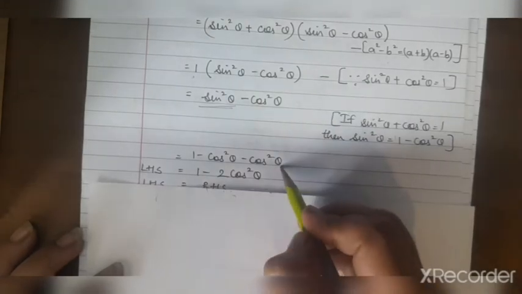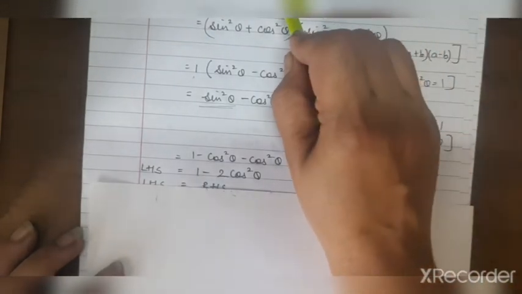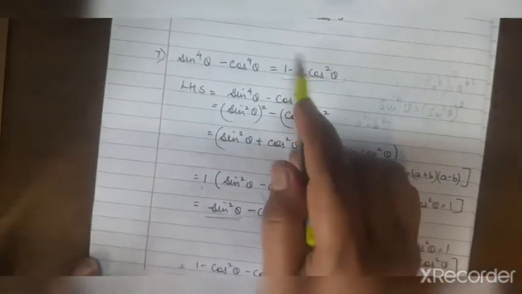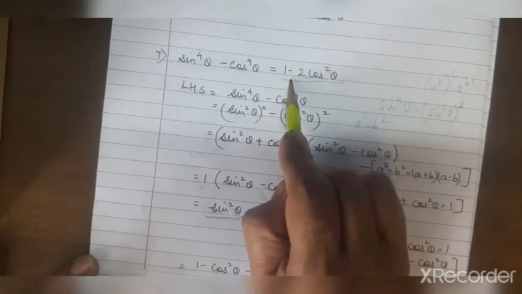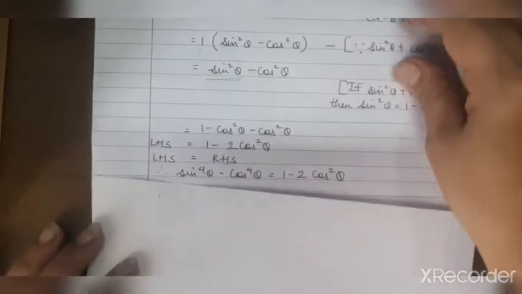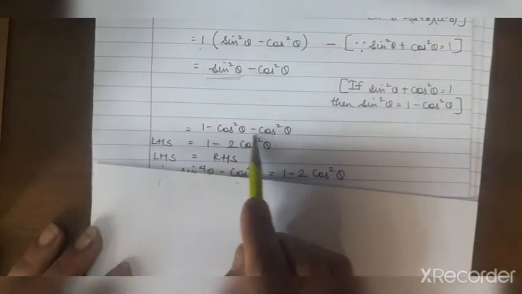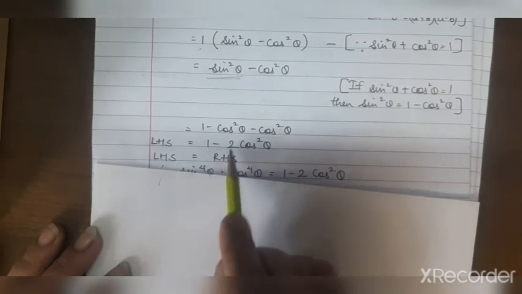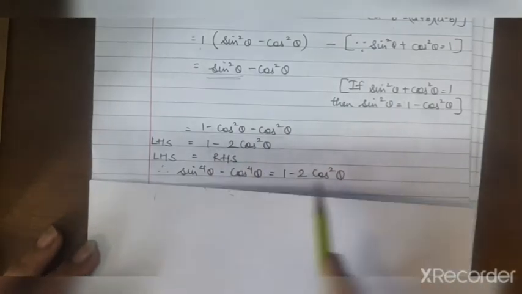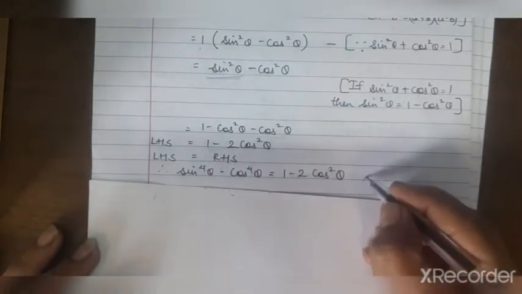Now this is the LHS. If you see in the sum, we have to make LHS equal to RHS. In the RHS you will find 1 minus 2 cos square theta. So here we have derived this, which is equal to the RHS. So LHS equal to RHS is proved.